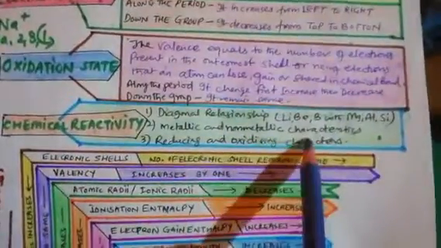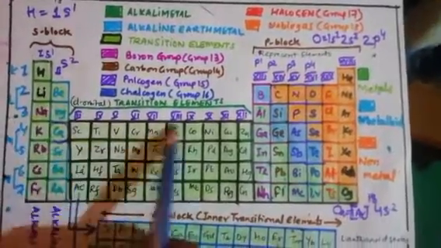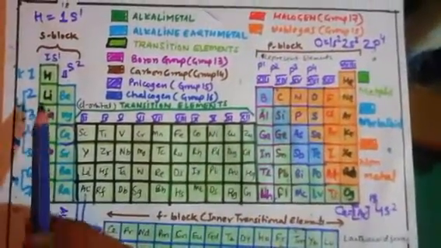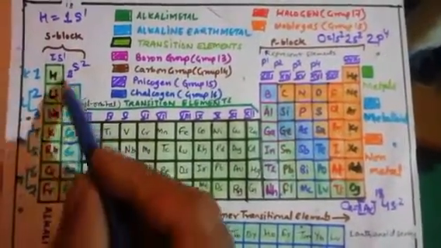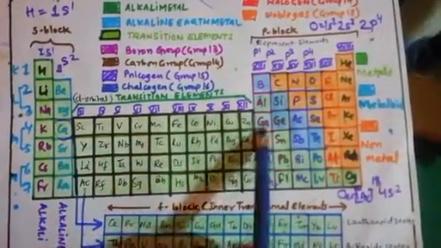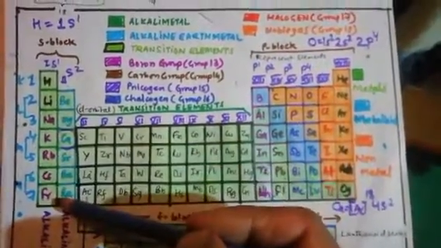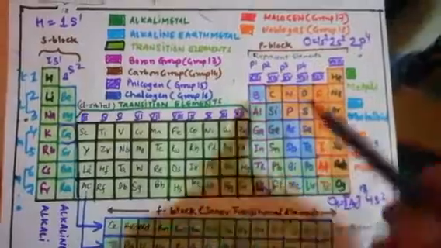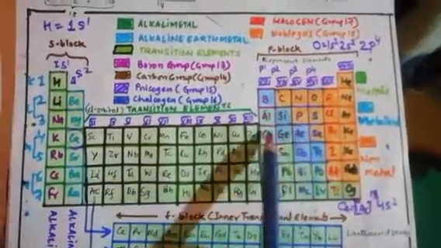Second is metallic and non-metallic character. As we have studied, on the left side most elements are metals, and on the right-hand side most elements are non-metals. So when we move from left to right, metallic property is decreasing. Maximum metallic property is on this side, so these are the most reactive metals, and these are the least reactive. Non-metallic property is increasing. Whereas down the group, metallic property is increasing and non-metallic property is decreasing. You can see here these are non-metals, but below there are metals. Whereas left to right, metallic property is decreasing and non-metallic property is increasing.